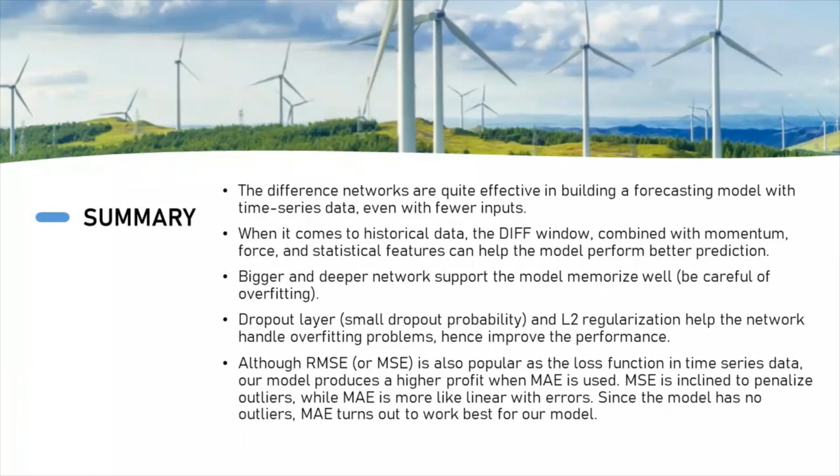So in summary, the difference networks are quite effective in building a forecasting model. In historical data, the diff window combined with momentum, force, and statistical features can help the model perform better prediction. Bigger and deeper networks help the model memorize well, but be careful of overfitting. Dropout layers and L2 regularization help the network handle overfitting problems, hence improving the performance. And finally, we use MAE because it works best for our model.